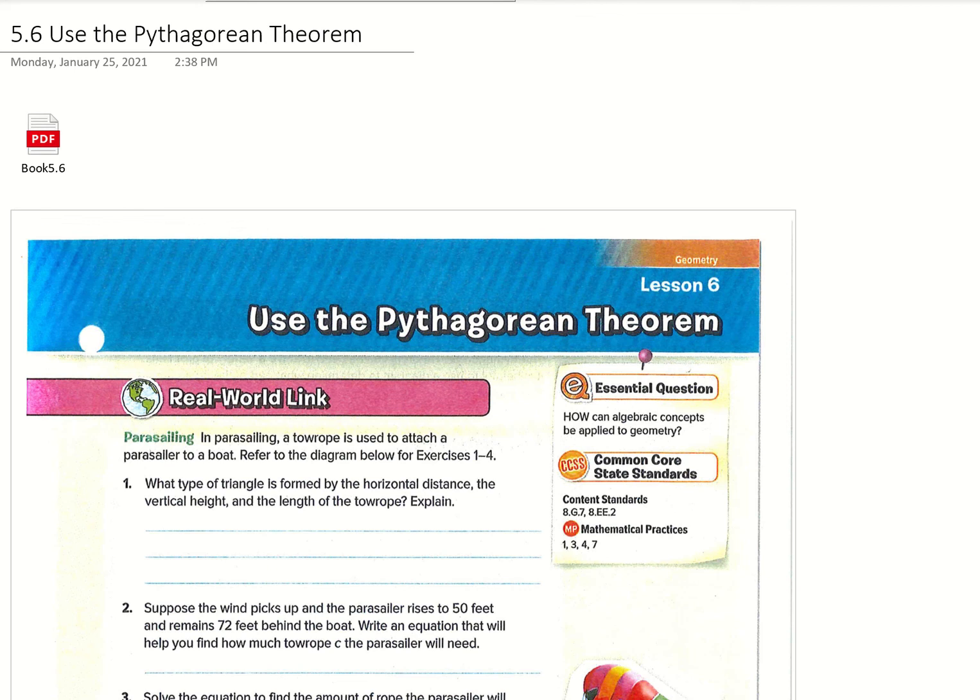Hey Math 8, today we are going to work on using the Pythagorean Theorem, okay? So this is 5.6. Last class we did 5.5, where we just learned the Pythagorean Theorem. But today we're going to work on how we can use the Pythagorean Theorem on real-world problems and real-world situations. So that's kind of what we're looking at today.